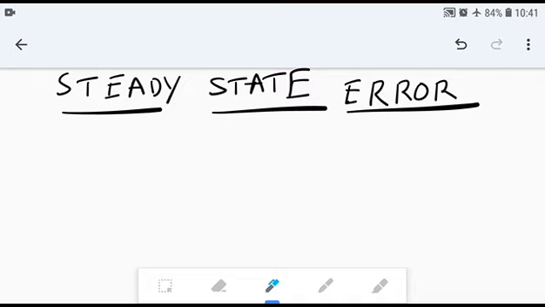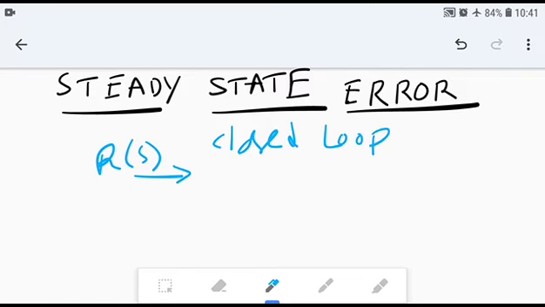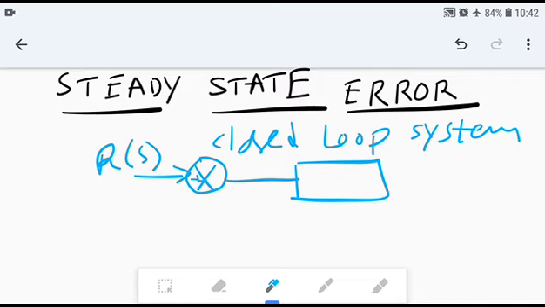So we know the closed loop system we have. The closed loop system we are going to consider now has the input R(s). Here we have a summing point with plus, and this is G(s), the open loop transfer function G(s). Then we have the output.